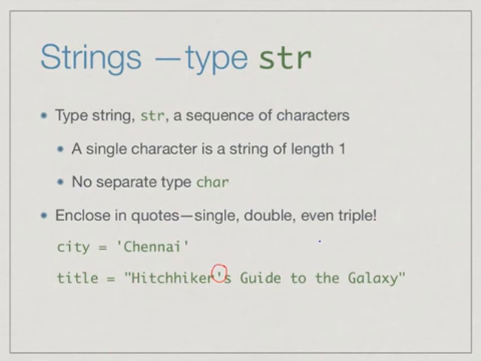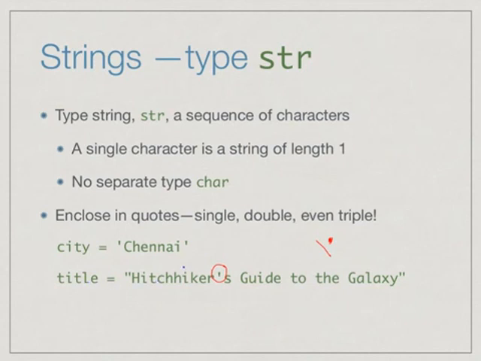Another way to do it is to actually write a backslash. If you write a backslash and a quote in the middle of a string, it means that this quote is to be taken as a symbol and not as the end of the string. But a much simpler way to include special things like quotes inside other quotes is to change the quotation. So a single quote can include double quotes, and a double quote can include single quotes without any confusion. Right? So this says that the name title is assigned the value Hitchhiker's Guide to the Galaxy.